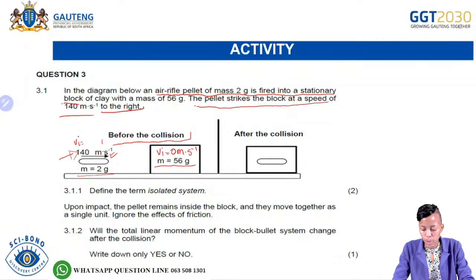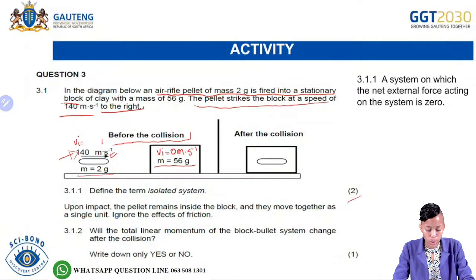So 3.1.1 says we need to define the term isolated system, for 2 marks. The definition says a system on which the net external force acting on the system is 0. So remember, with the definitions, you need to state them as they are on your examination guidelines.